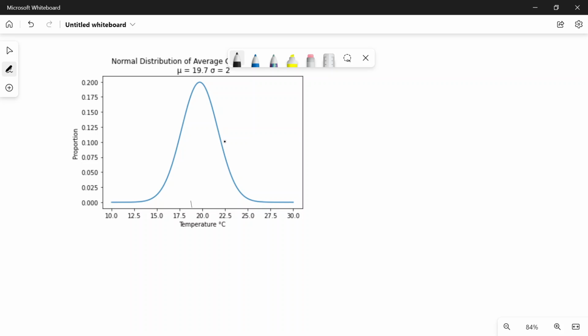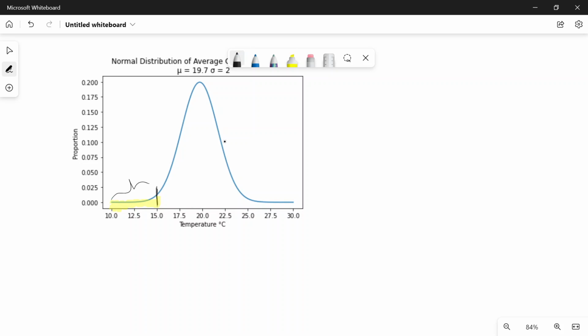Nope. Whoa. You know what I just realized? It's not 15, it's 19.7, right? Yeah, okay. Oh no, the mean is 19.7. So the mean is right here, but our point of interest is 15. So we're trying to find the proportion of average city temperatures that were below this value right here. And that is literally going to be this area under the curve over here.